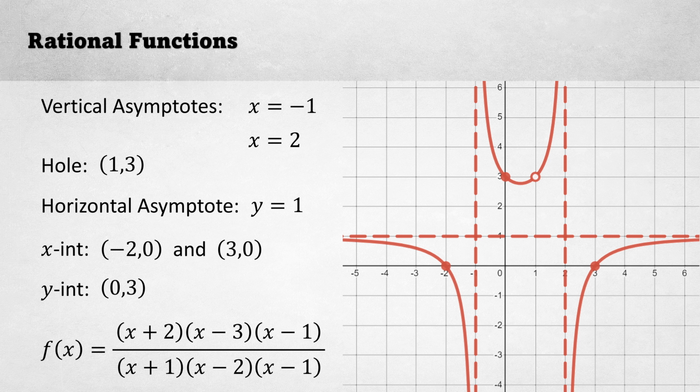The y-intercept is at 3. If we plug in 0 for x, we get 6 in the numerator and 2 in the denominator, which simplifies to 3, confirming that the y-intercept is in fact 3. And so we have the equation of the rational function for this graph.